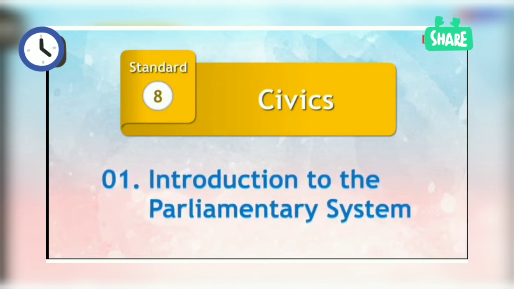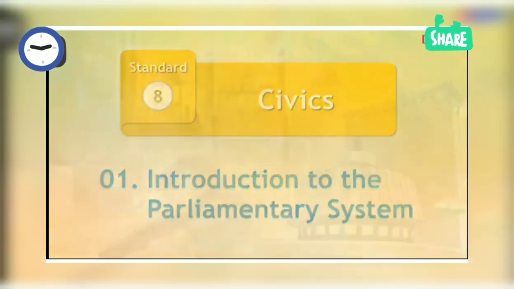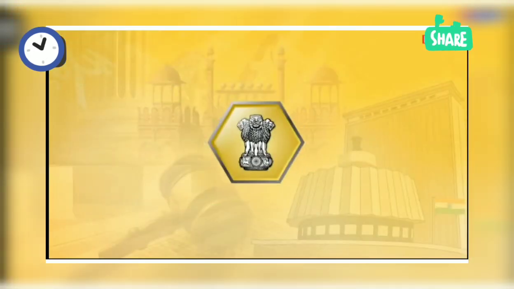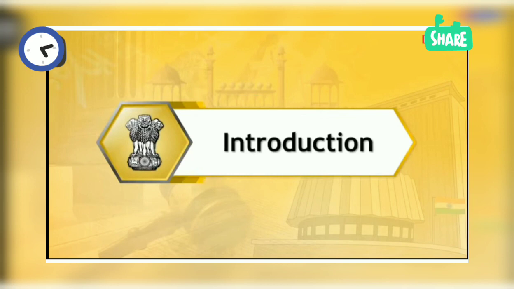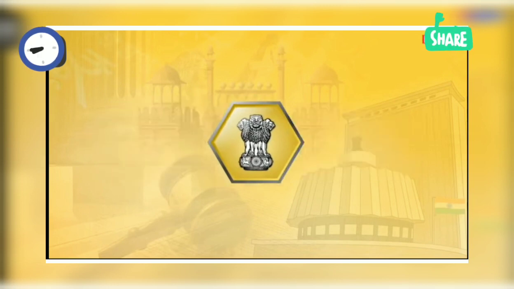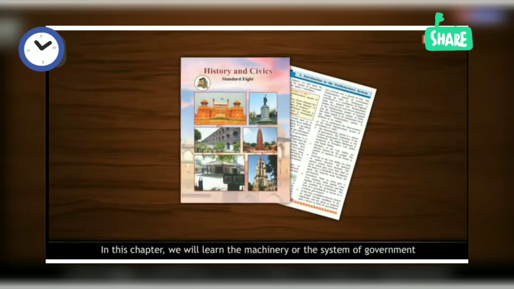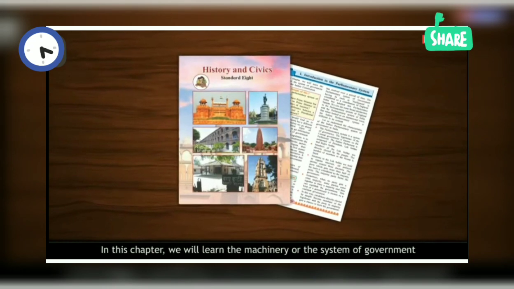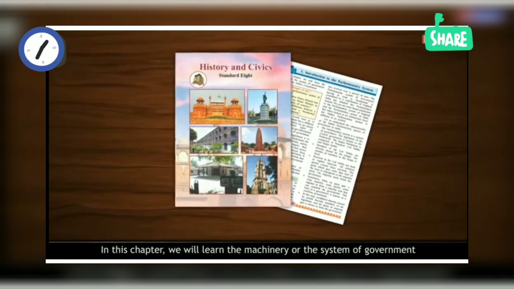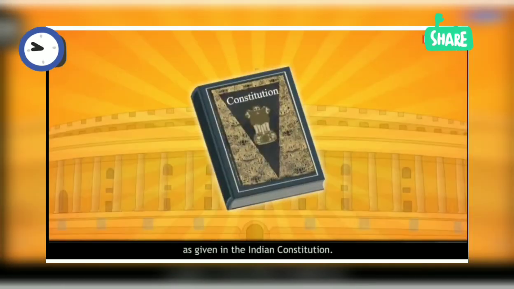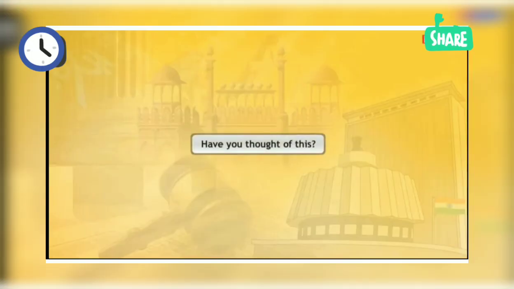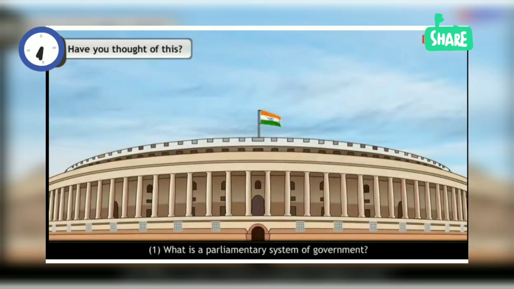Today we are going to start with chapter 1 of civics, that is Introduction to Parliamentary System. In this chapter we are going to study a system of government, our system of government, and what are the different systems of government that are being applied in the whole world. We are going to learn the system of government as given in the Indian Constitution. The Indian Constitution is the book which shows us the rules and regulations.